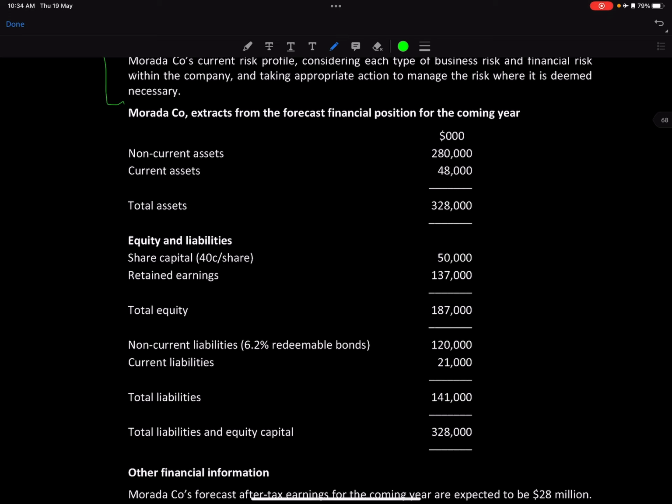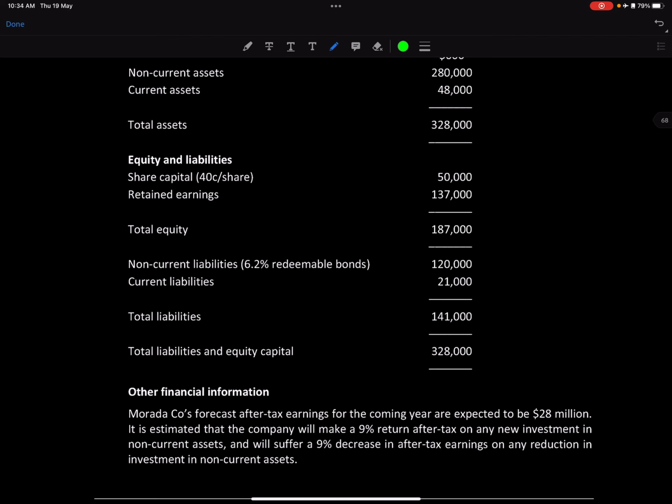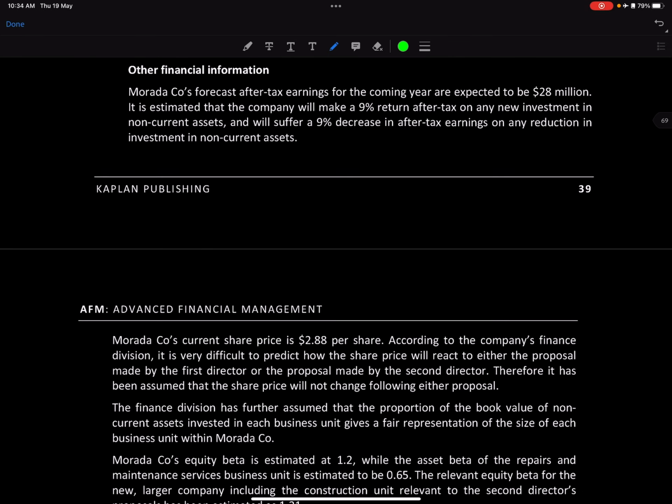Okay, so Morada's existing forecast financial position for the coming year. All this information is given: equity and all, and then non-current liabilities is there, right? This is what we need to reduce and all. Other financial information is also given.